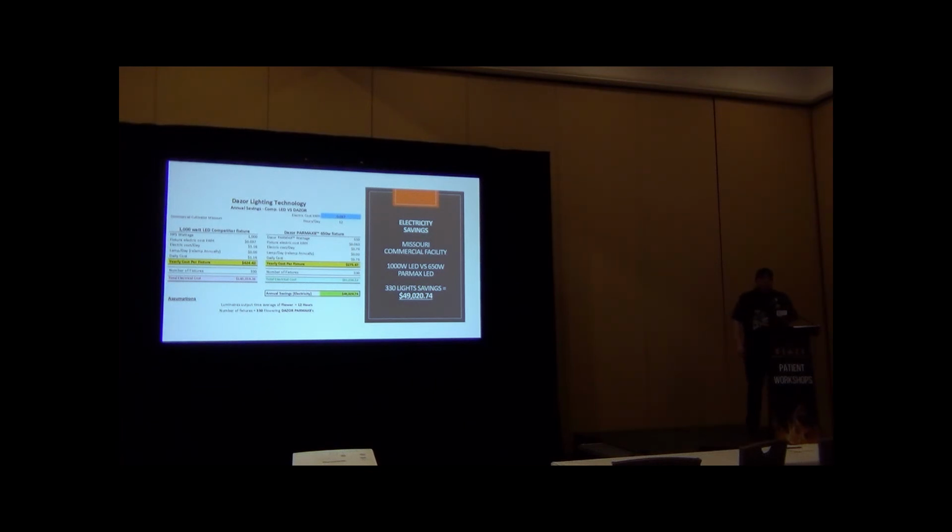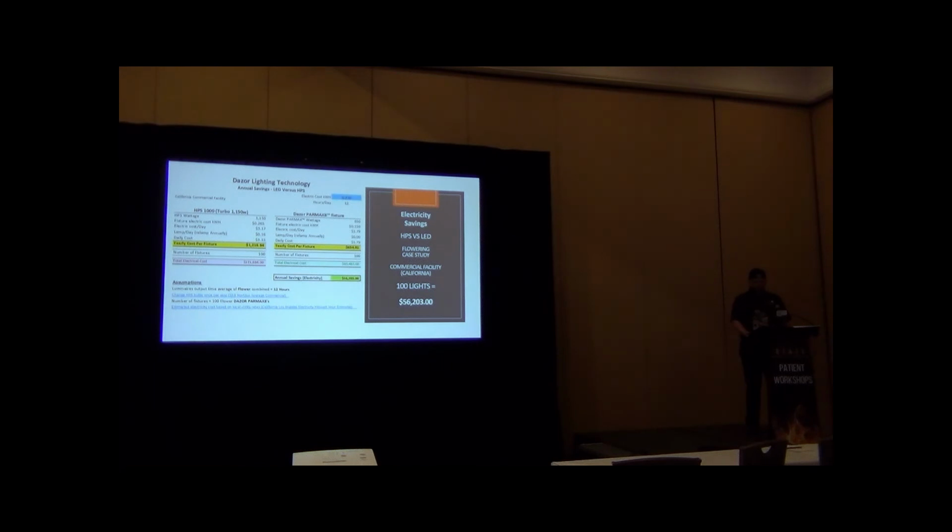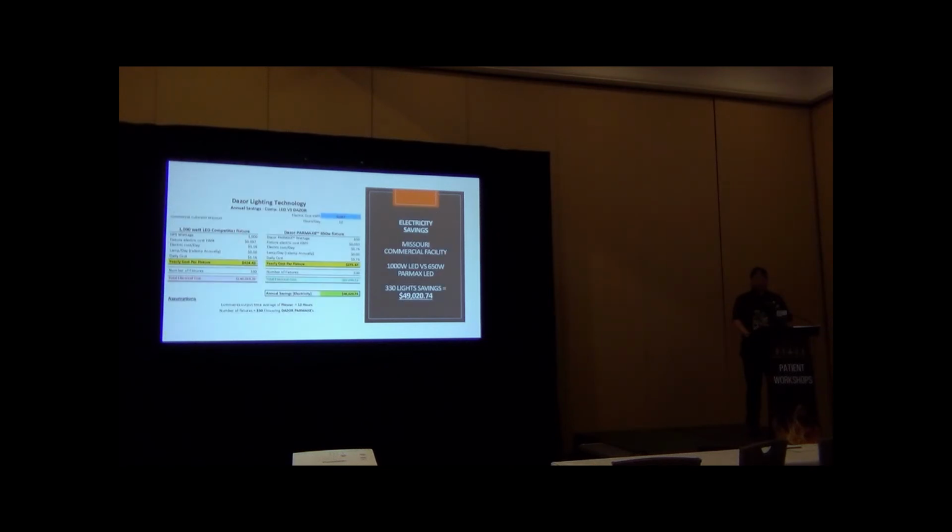So 330 lights is $49,000 in electrical savings, switching from a 1,000 watt LED to our 650 watt LED. Now, if you look back at this California one, going from HPS to LED, at 100 lights, it's $56,000. In Missouri, 330 lights is almost $50,000. So where you grow makes a big difference on your calculated energy savings.